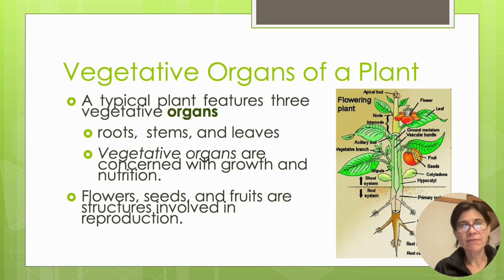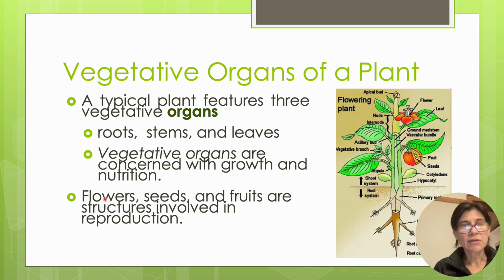So vegetative organs means the organs that are not involved in reproduction. Okay, so we talk about three vegetative organs: the roots, which is anything below ground. Okay, so here's the ground. The root system is anything below ground. And then we talk about the stems and then the leaves. So when we talk about vegetative organs, we're talking about organs that have to do with obtaining nutrition, allowing the plant to grow.